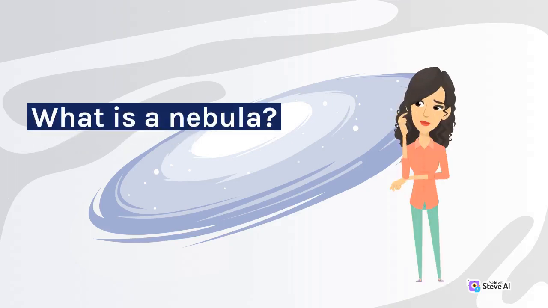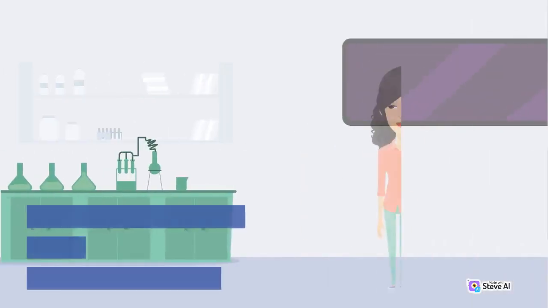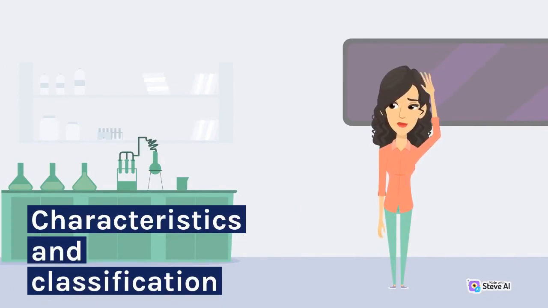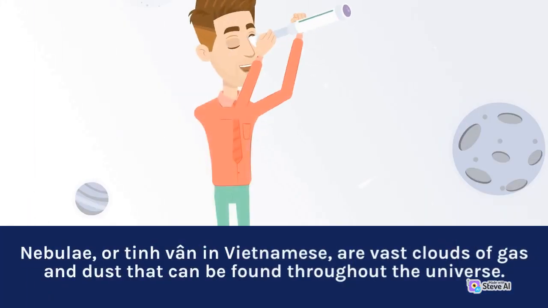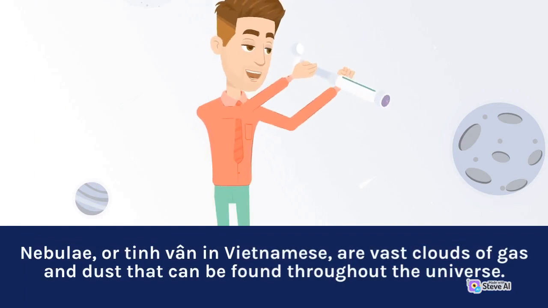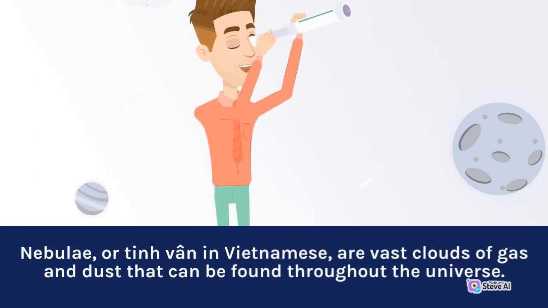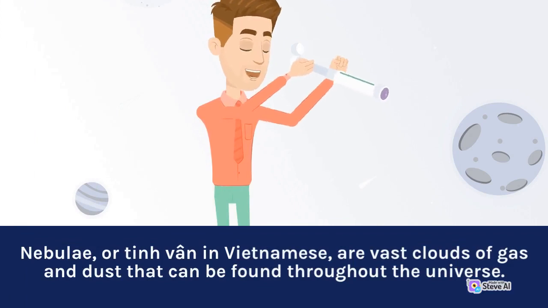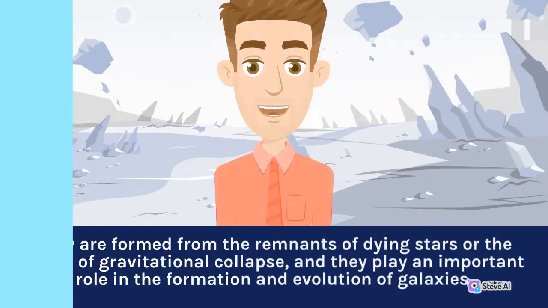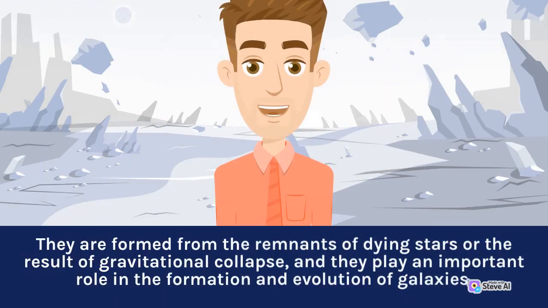What is a nebula? Characteristics and classification. Nebulae, or tinh vân in Vietnamese, are vast clouds of gas and dust that can be found throughout the universe. They are formed from the remnants of dying stars or the result of gravitational collapse, and they play an important role in the formation and evolution of galaxies.